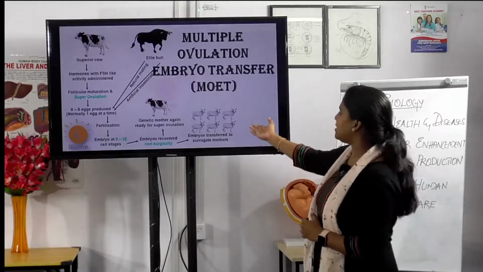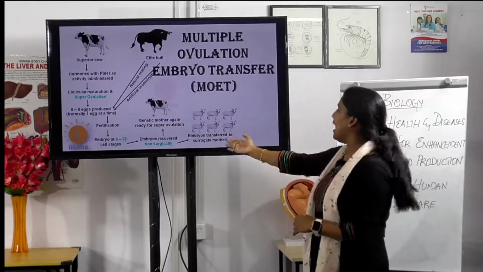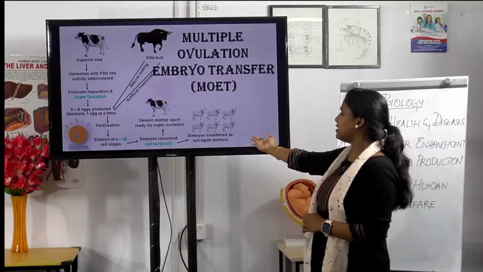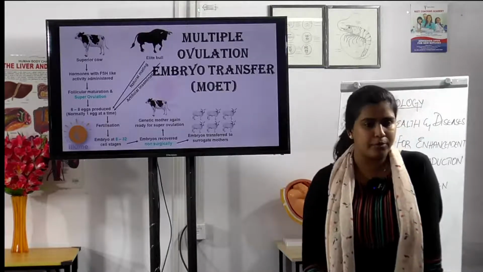non-surgically from the genetic mother, and the genetic mother is again ready for another ovulation, and the recovered embryos are transferred to the surrogate mothers. This is the technique called multiple ovulation embryo transfer.